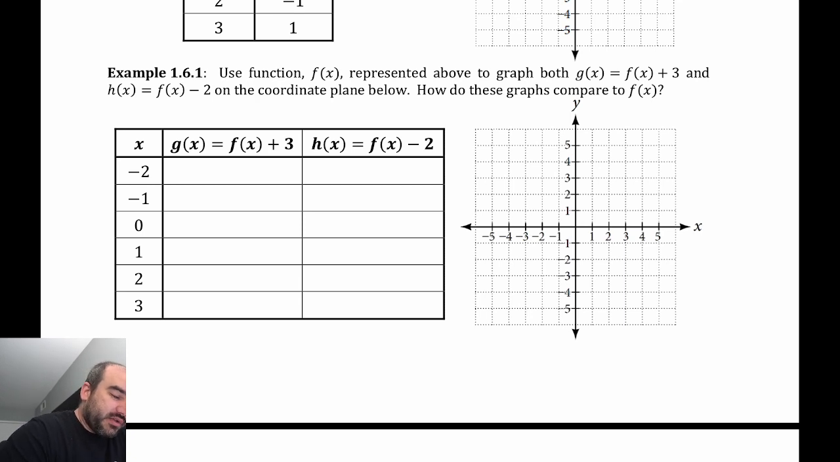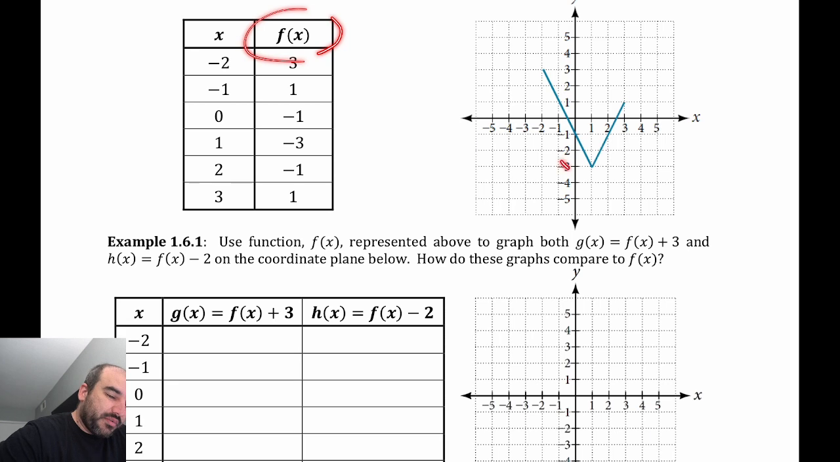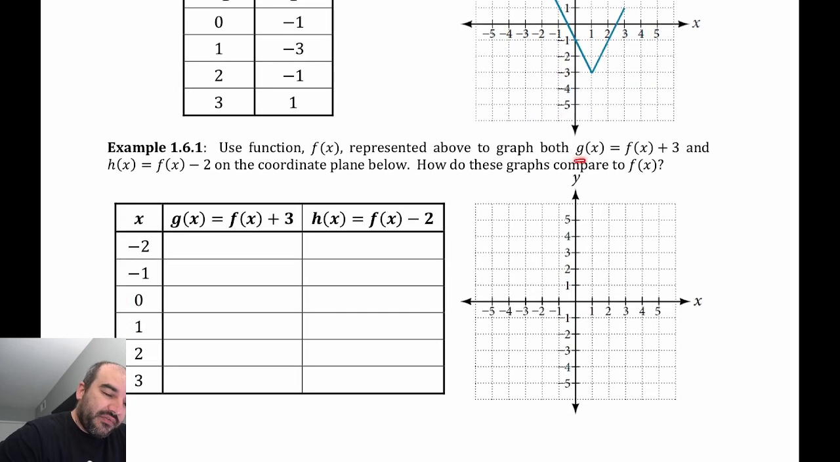So first one says use the function f of x, which is represented above. So we're using this function f of x up here, this graph, to graph g of x, which is f of x plus 3, and h of x, which is f of x minus 2. When we think about f of x and g of x or h of x, those are outputs, right? We've replaced f of x with y in the past, so this is an output as well.